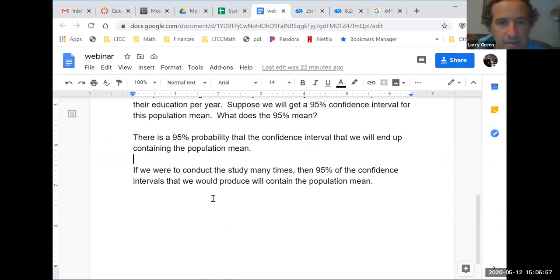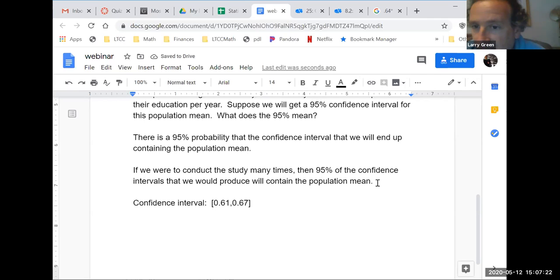So let me put that in here. So the confidence interval was 0.61 to 0.67. Is that clear? Can you define P hat real quick? Oh, P hat is the proportion of the survey respondents who said yes. That's P hat. So in this case, it was 0.64 because they told us. Okay. So the confidence interval is 0.61 to 0.67.